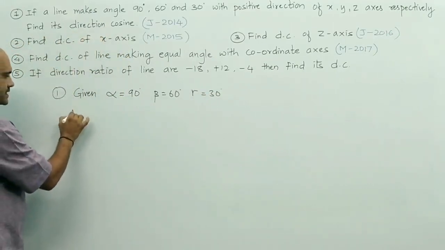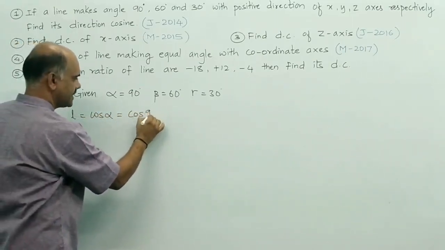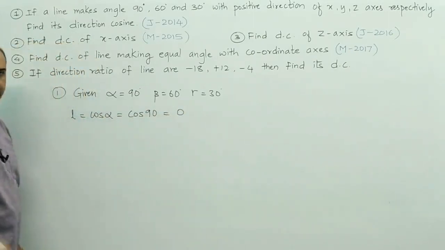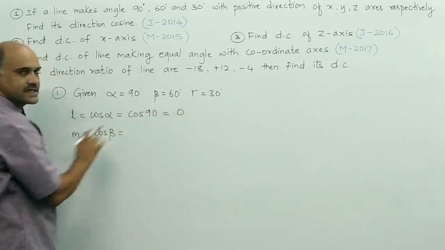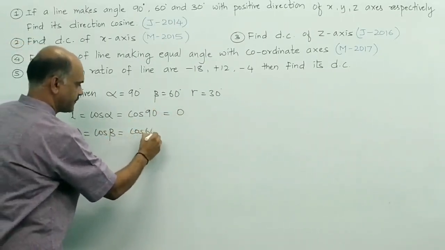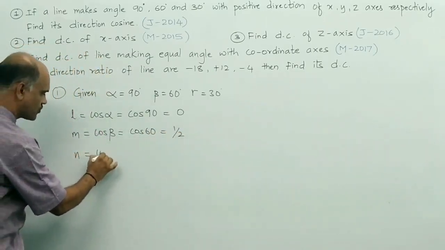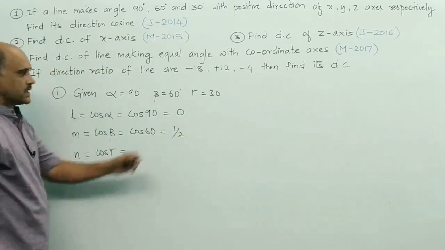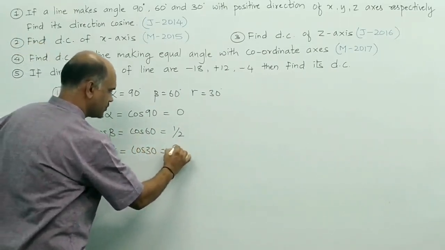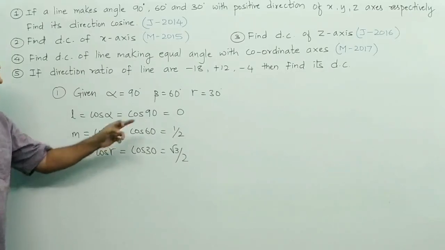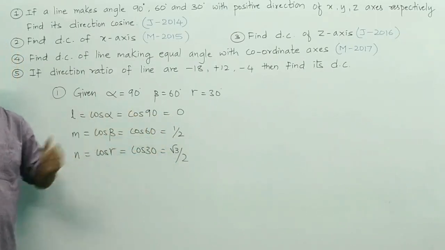So direction cosines. L is equal to cos alpha, that is cos 90. Cos 90 is 0. Second, M is equal to cos beta. Beta is 60 degree. Cos 60 is 1 by 2. Third, N is equal to cos gamma. Gamma is 30 degree, so cos 30 is root 3 by 2. So direction cosines are 0, 1 by 2, root 3 by 2. So you will get 1 mark for this.